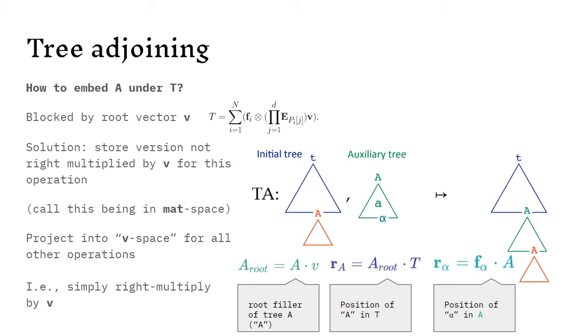So our solution that we've come up with is to store a version of the TPR that hasn't been right multiplied by V for the purposes of this operation. And we're going to call this being in mat space because the roles are shaped like matrices rather than vectors. And then for all other operations where we don't need to be able to append to the second half of the roles, we'll project into what we call V space by simply right multiplying by V.